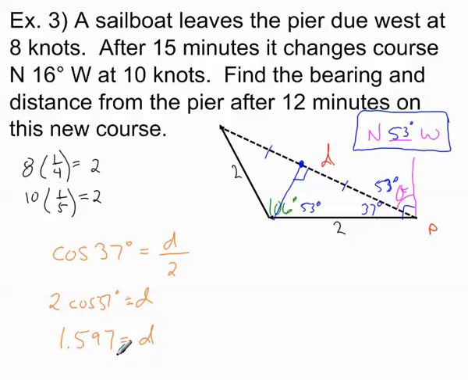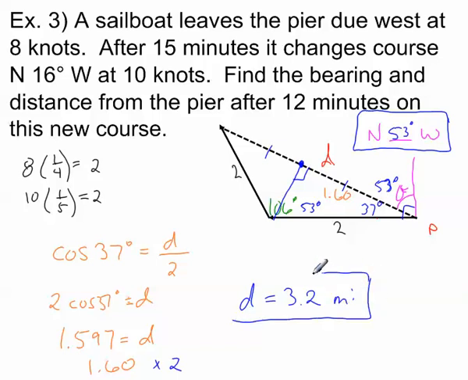1.597. So that's really about 1.6 to 2 places, 1.60. Okay, that is just this little piece, 1.60. And my full distance is actually double that. So I will just multiply by 2, and I get d to equal 3.2 miles. There we go.